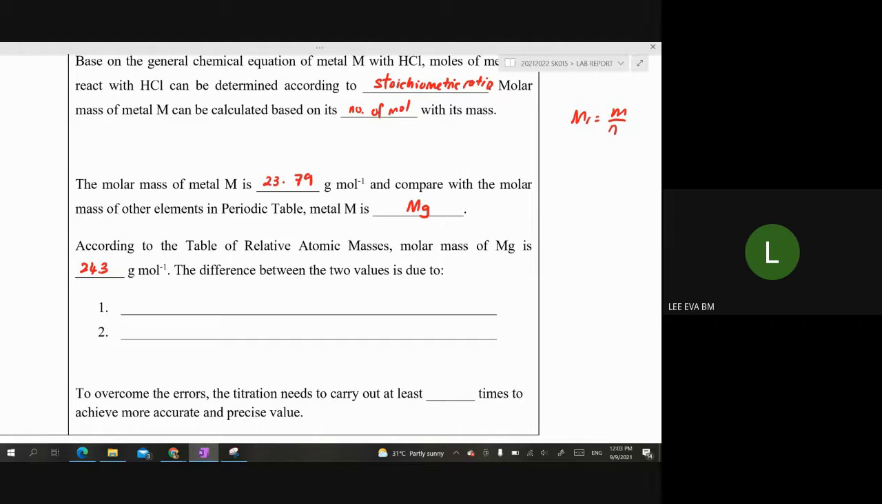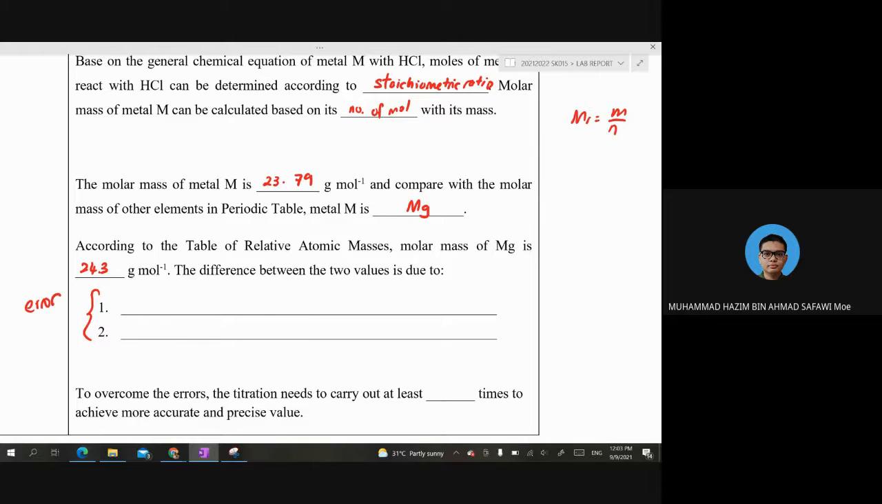So what is the reason? Or what is the error? Both of it is the error. Any idea? The metal strip is not pure metal. Yes, maybe the metal M is not pure. Lagi? Dia ada banyak error, it can be a lot of errors, a lot of possibilities. So maybe the metal M is not pure.